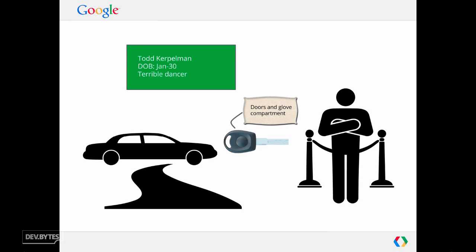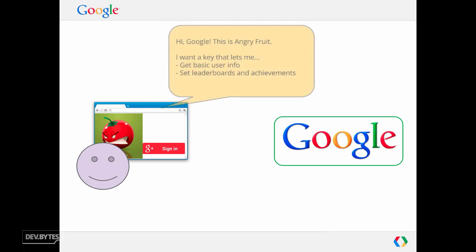So let's look at this again in a non-nightclub setting. Let's say I've got my fantastic new Angry Fruit game that I've just added a sign-in button to. When the user clicks that sign-in button, my application is going to say, "Hi Google, this is Angry Fruit the game. Please give me a valet key or an access key that lets me see basic user info, submit high scores, and set achievement progress."